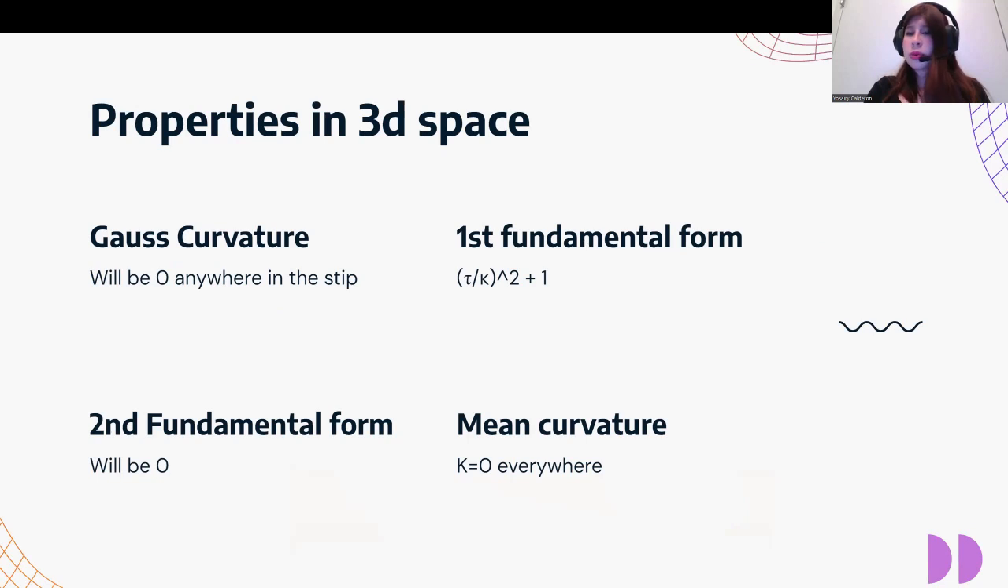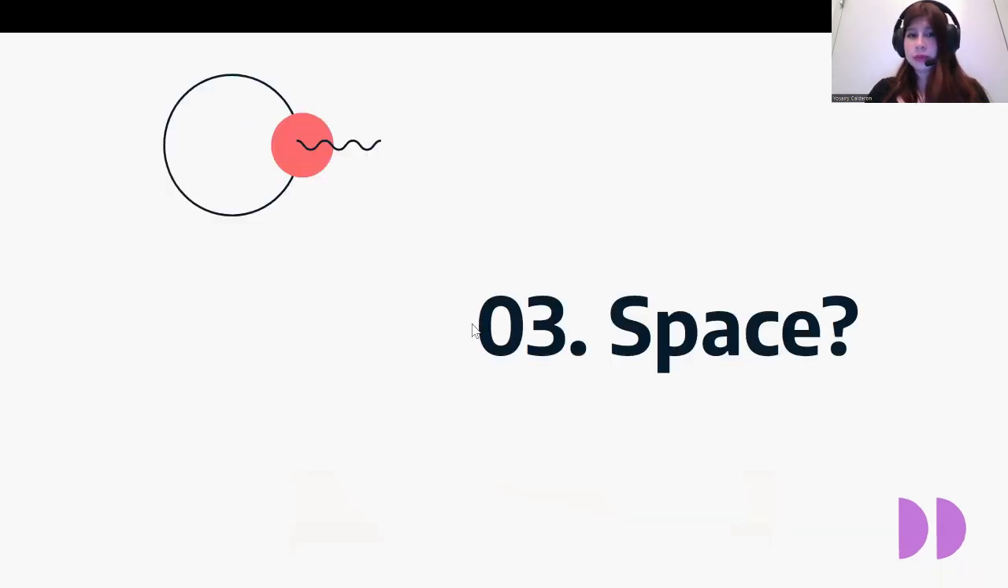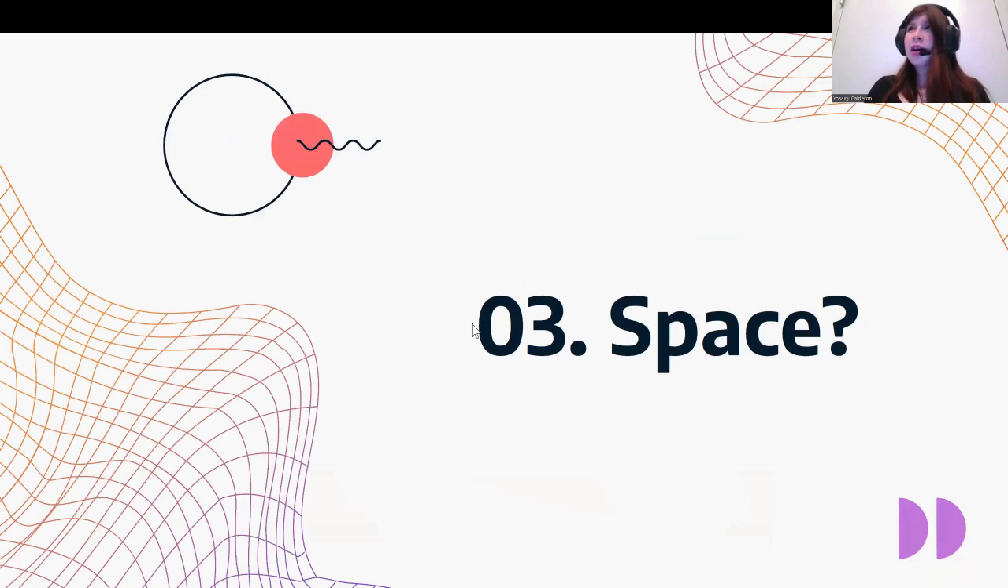And Gauss curvature will be 0 anywhere in the strip. Its first fundamental form is its torsion array, its curvature squared plus 1. The second fundamental form will be 0. And its mean curvature will be 0 everywhere in space, which is so cool because I have seen many videos about the Mobius strip.